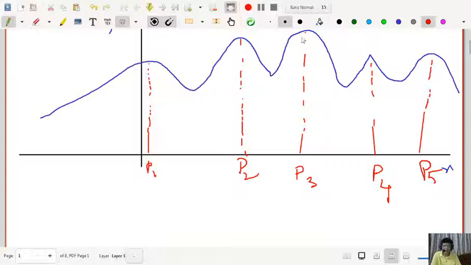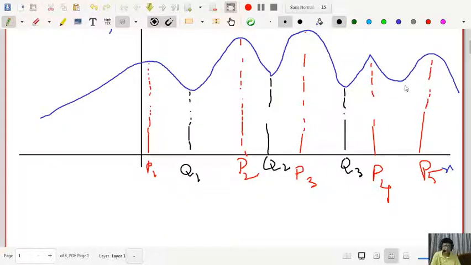And consider the lower portion: Q1, Q2, Q3, and Q4. So there are two types of points.